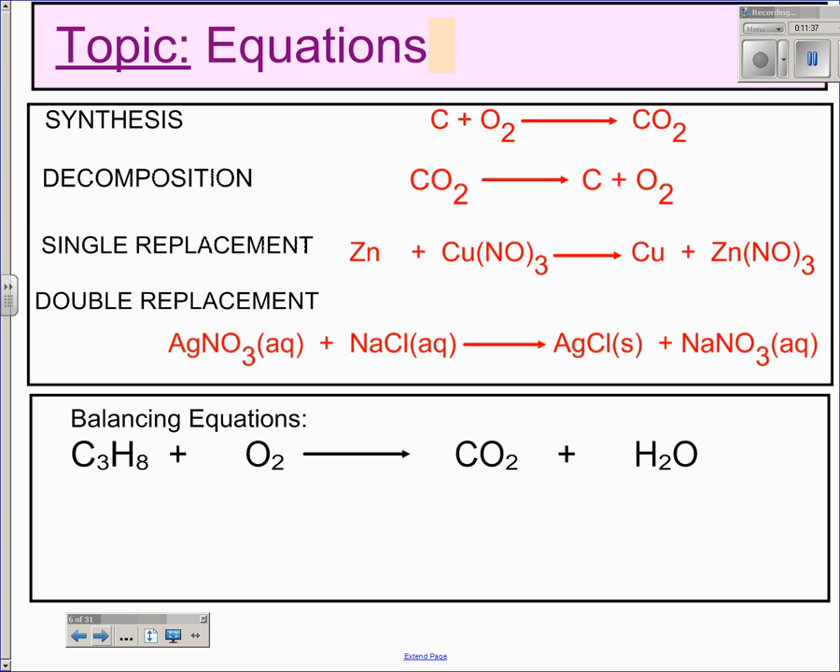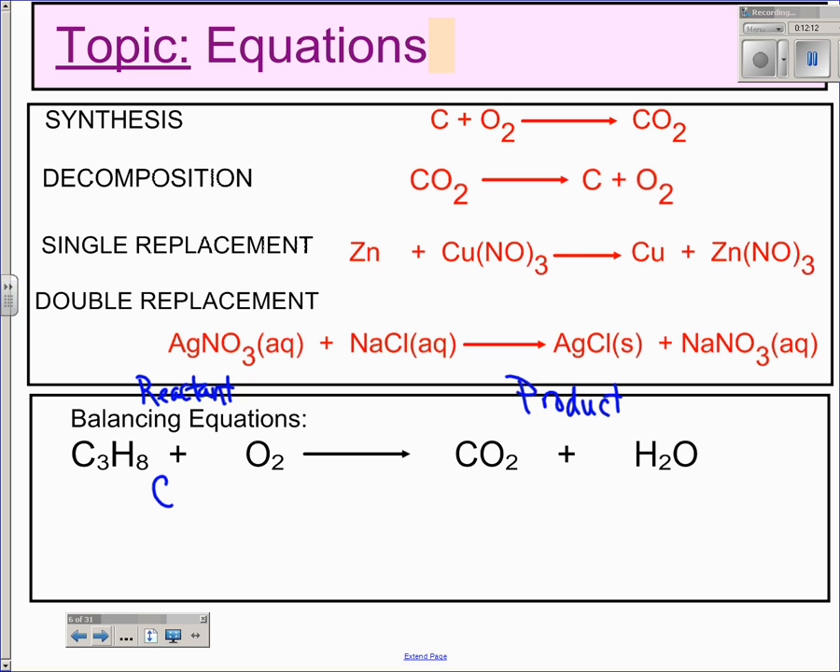Here we have balancing equations. Let's look down at the bottom of the slide first. What we are going to do is we realize that by the law of conservation of matter, we know that you cannot create or destroy matter. So that means we have to have the same number of atoms of each element on the reactant side. Remember, this is the reactant side, as we have on the product side. This is the product side. This is what's produced.